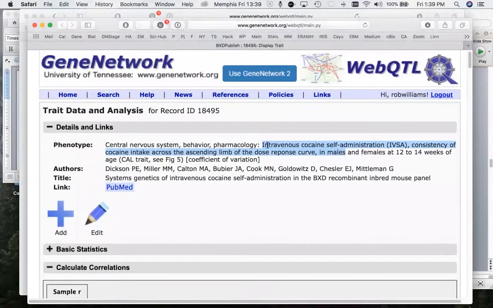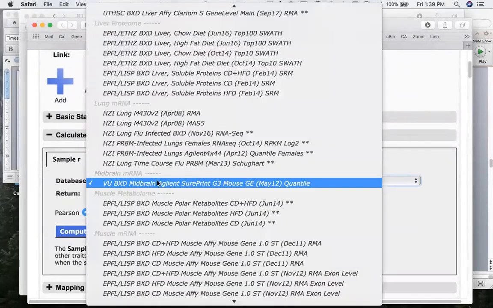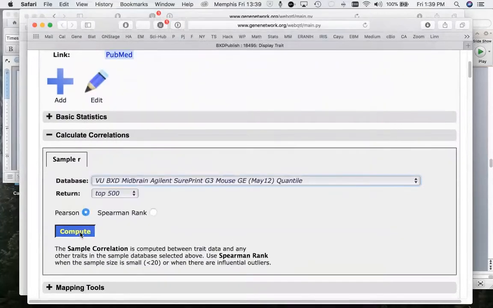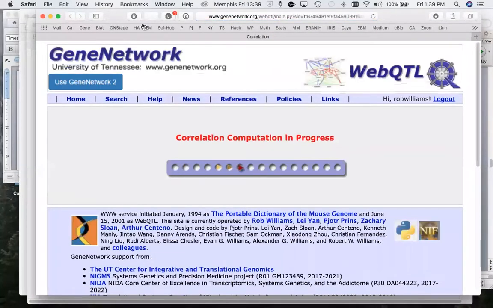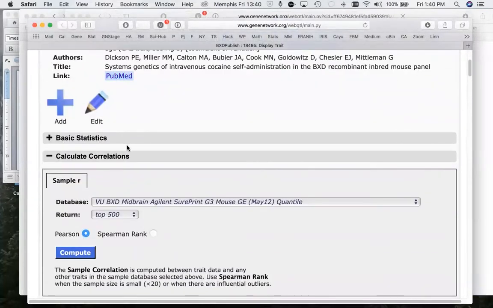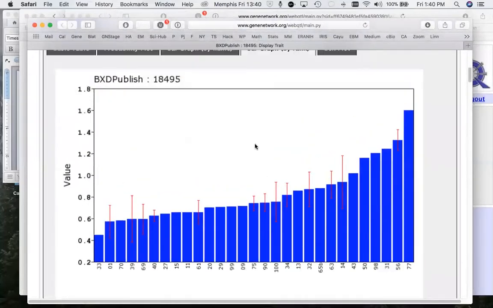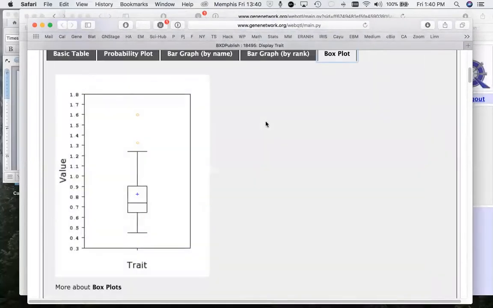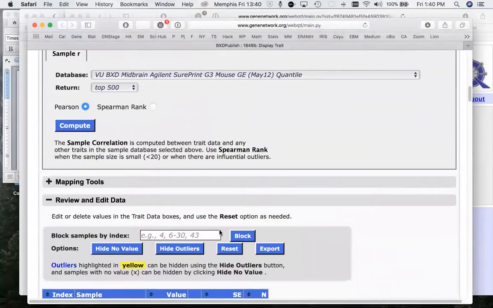How does this trait here, self-administration, co-vary with gene expression in the midbrain? And I'll just click that. I haven't tweaked the original vector of data. You might want to do that. So this is why the probability plot suggests we have some high outliers here. If I did the box plot, you can see I have 2 outliers that I should perhaps have taken care of. And that's why this is useful.